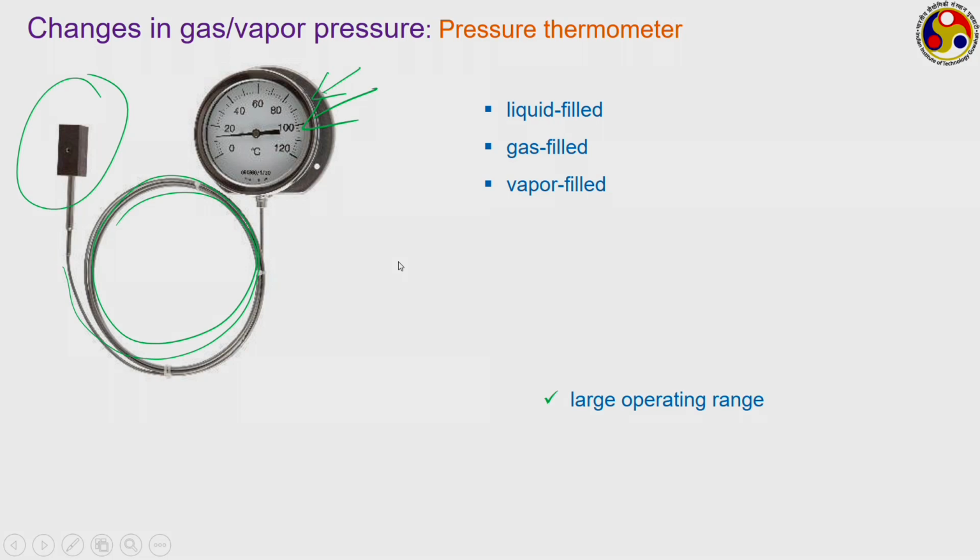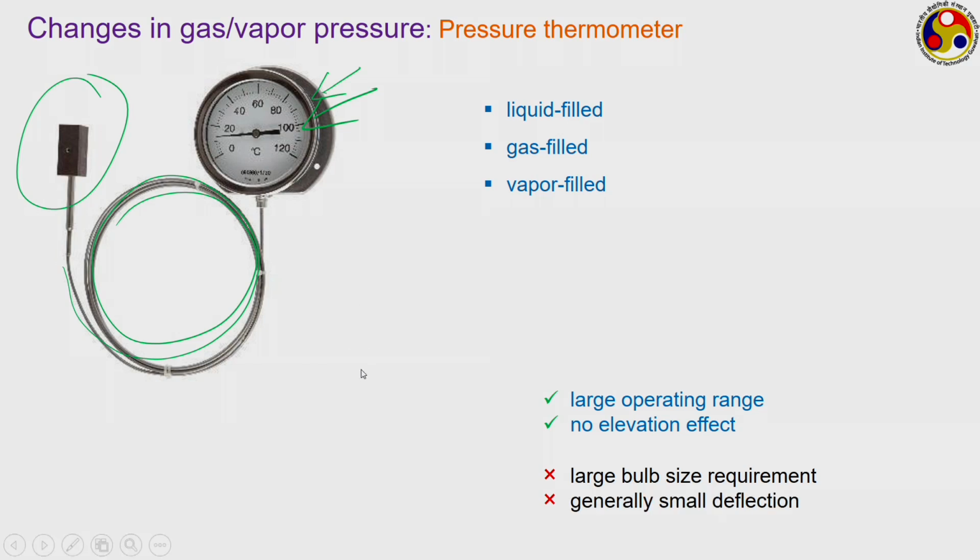They generally have a very large operating range, much larger compared to the earlier ones that we have discussed. But for the gas filled ones particularly, we can have a very wide range, limited only by the condensation of gases at the lower side and possible dissociation of the gases at very high temperatures. And there are no elevation effects as well, that is, they are generally independent of the effect of gravity, but the disadvantage can be large bulb size requirement, and generally they lead to very small deflection unless there is significant change in temperature. So, these gas or vapor pressure based thermometers are generally used more as standards or for calibration purposes.